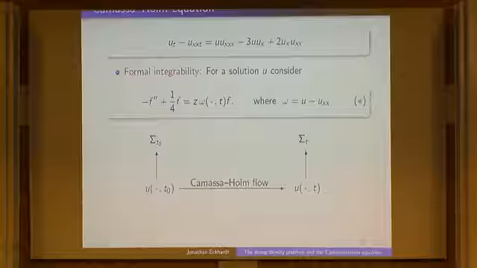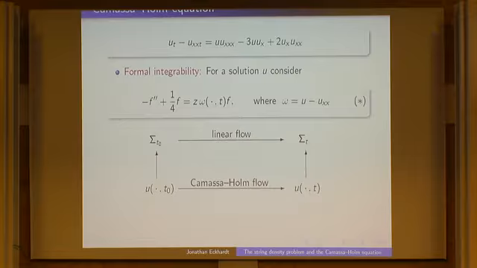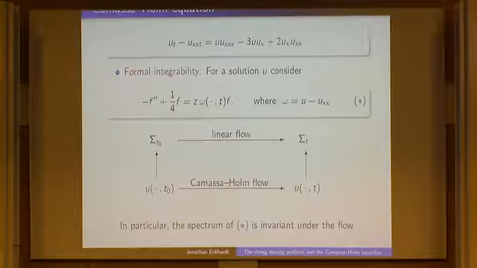And of course, you can ask, why should I do this? And the miracle that happens is that you end up with a linear flow for the spectral data if you have a solution to the Camassa-Holm equation. And in particular, this linear flow is very simple, and it leaves the spectrum invariant under the Camassa-Holm flow. And this observation gives you a way of solving the Camassa-Holm equation.